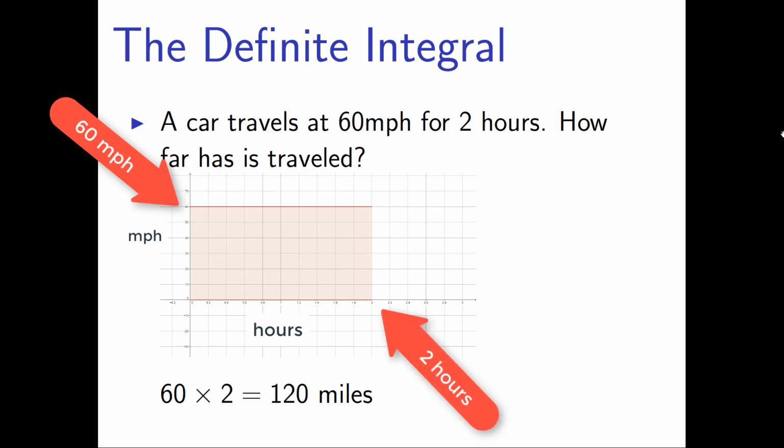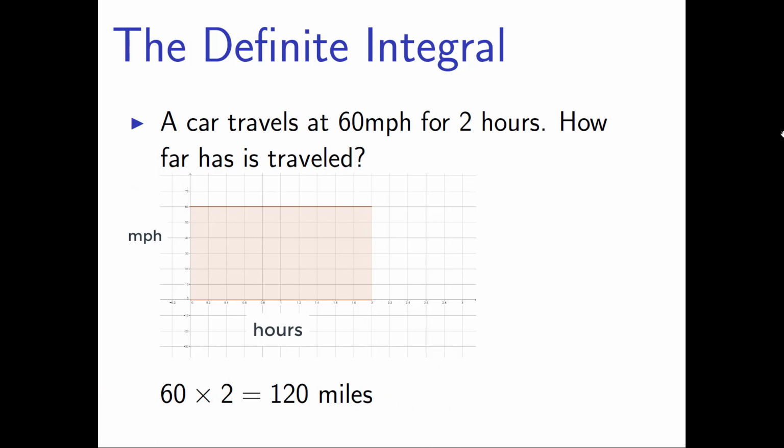Of course the answer to that question is very easy, 60 times 2, so we travelled 120 miles. But we can also notice that if we look at this graph, the shaded area, the area underneath that line, well, it's a rectangle. Its width is 2, its height is 60, so in fact the area there is 120 units, 120 miles. So we're getting this relationship between the function and the area underneath the curve.